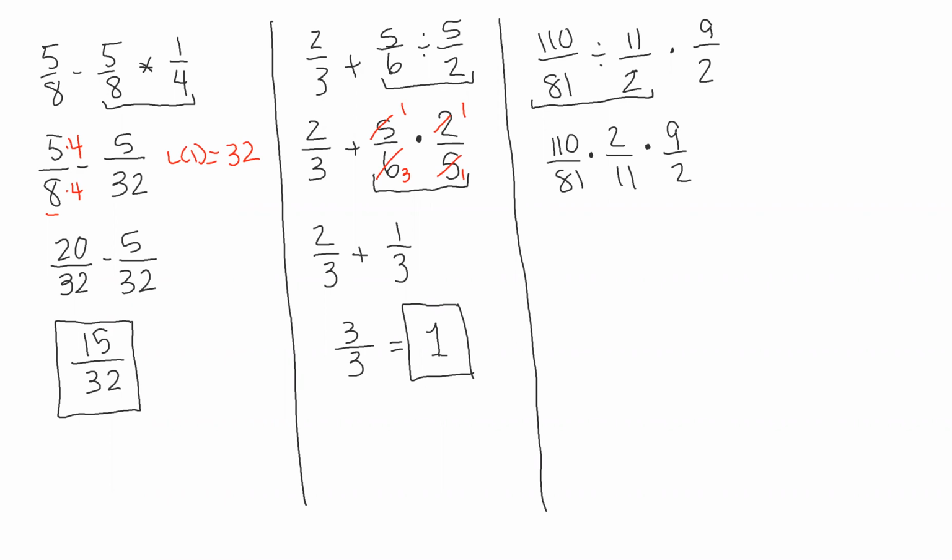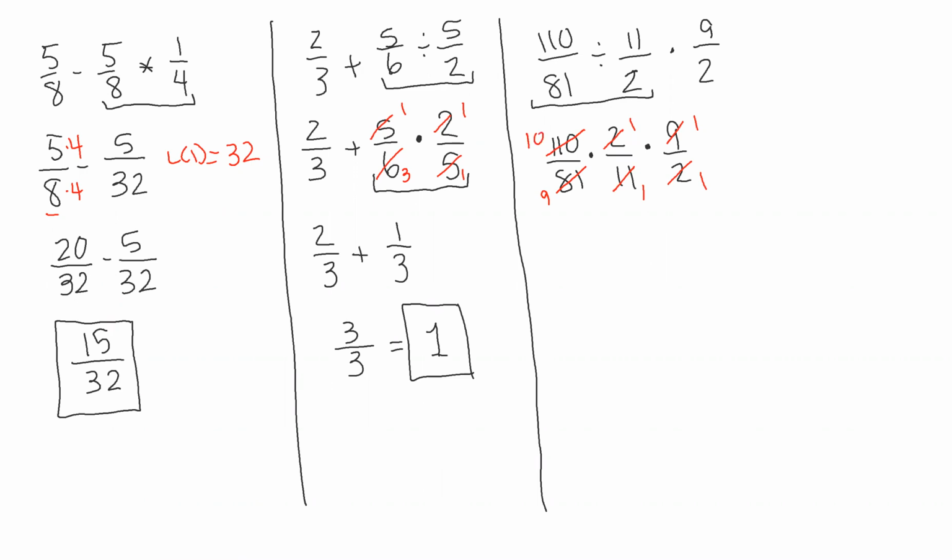Okay. I notice right off the bat the 2's. The 2's cancel each other, leaving behind 1's. I also notice right off the bat the 9 and the 81. 9 and 81 share a common factor of 9. So 9 divided by itself is 1. 81 divided by 9 is 9. And finally, this may or may not be as obvious, but 110 is divisible by 11. So 11 divided by itself is 1. 110 divided by 11 is 10.